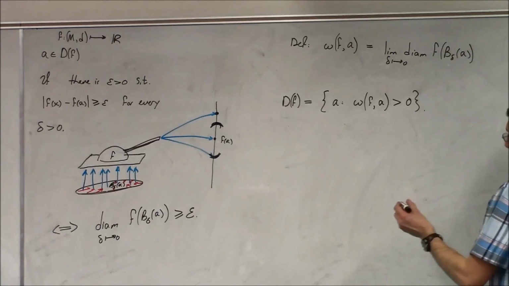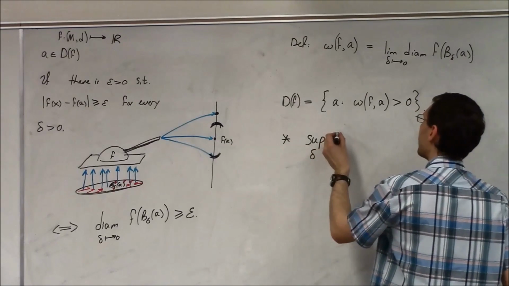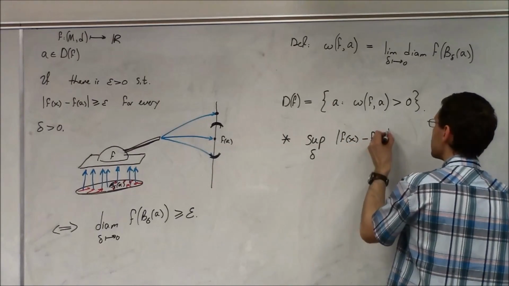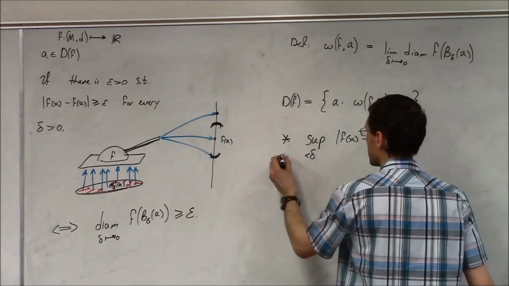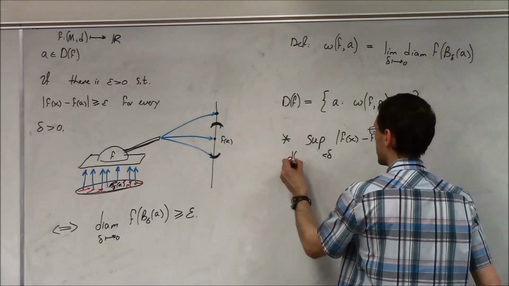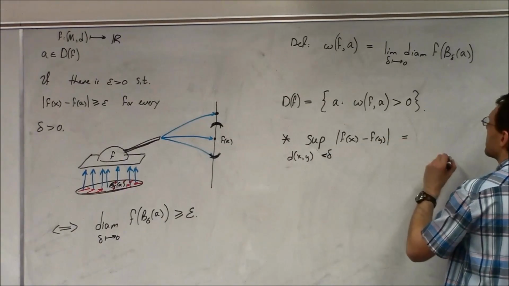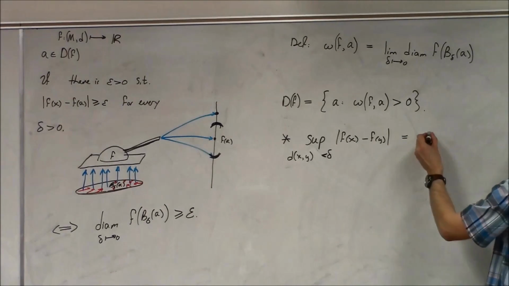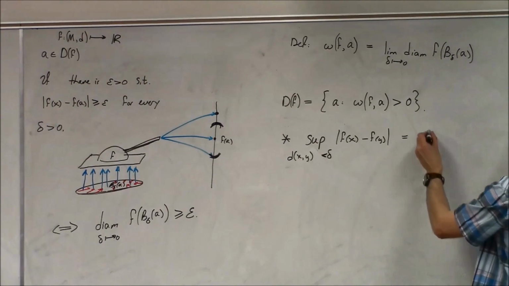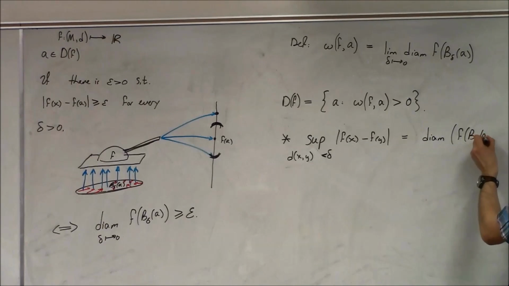Another way to measure oscillation, just so that you are clear: we take the supremum over delta of f of x minus f of y, where delta is bigger than the distance of x to y. Okay, so that's just the same thing as taking, sorry, as taking the diameter of f of the ball of radius delta centered at A.